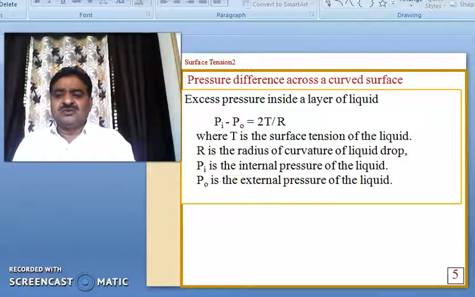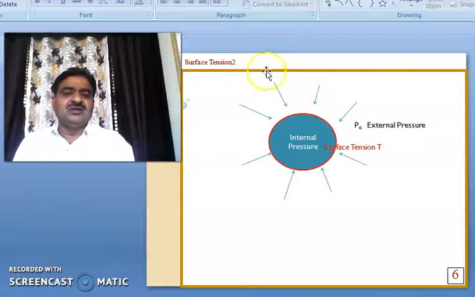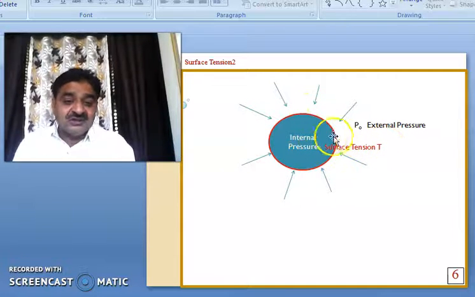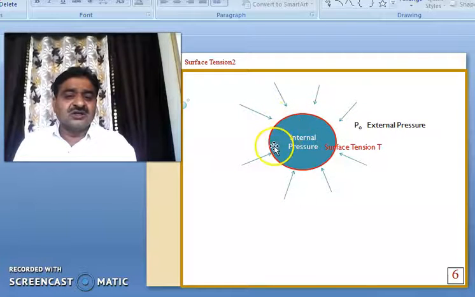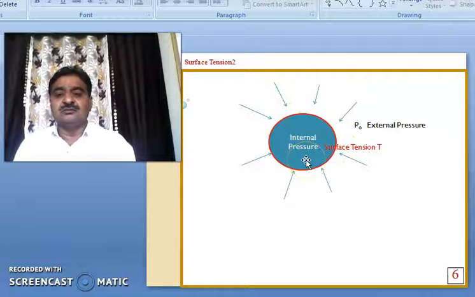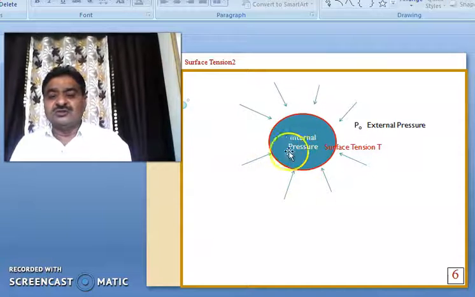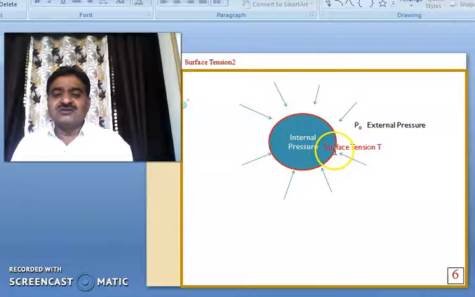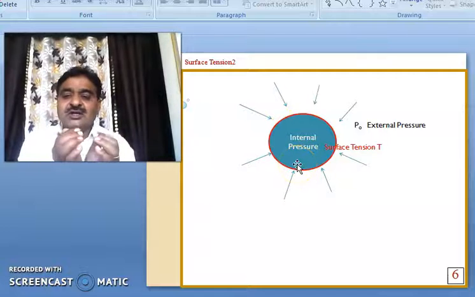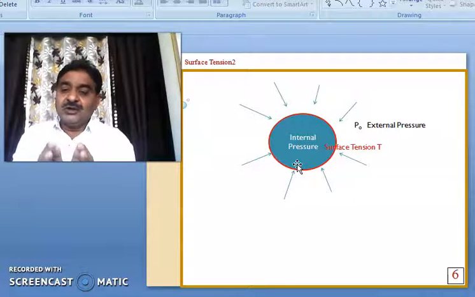See here, these are the external forces, I mean pressure is externally acting on it. Internal pressure is here like this. Surface tension is like this, along the surface only. I mean internal pressure is acting against this external pressure and surface tension. This point you have to remember forever. So internal pressure is more, and this surface tension is going to reduce the area of the liquid drop.